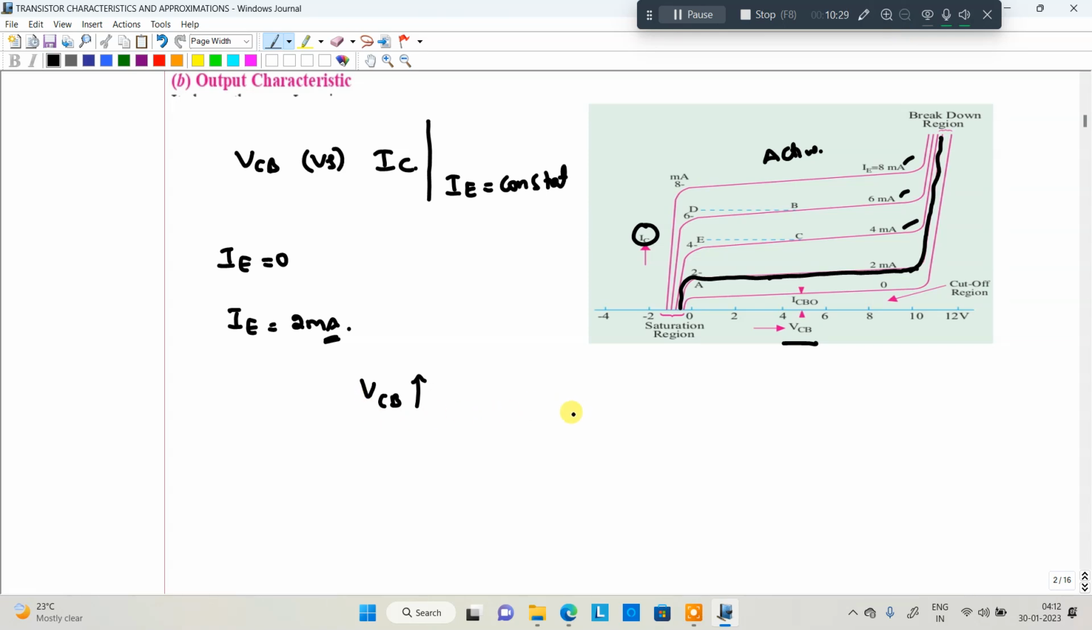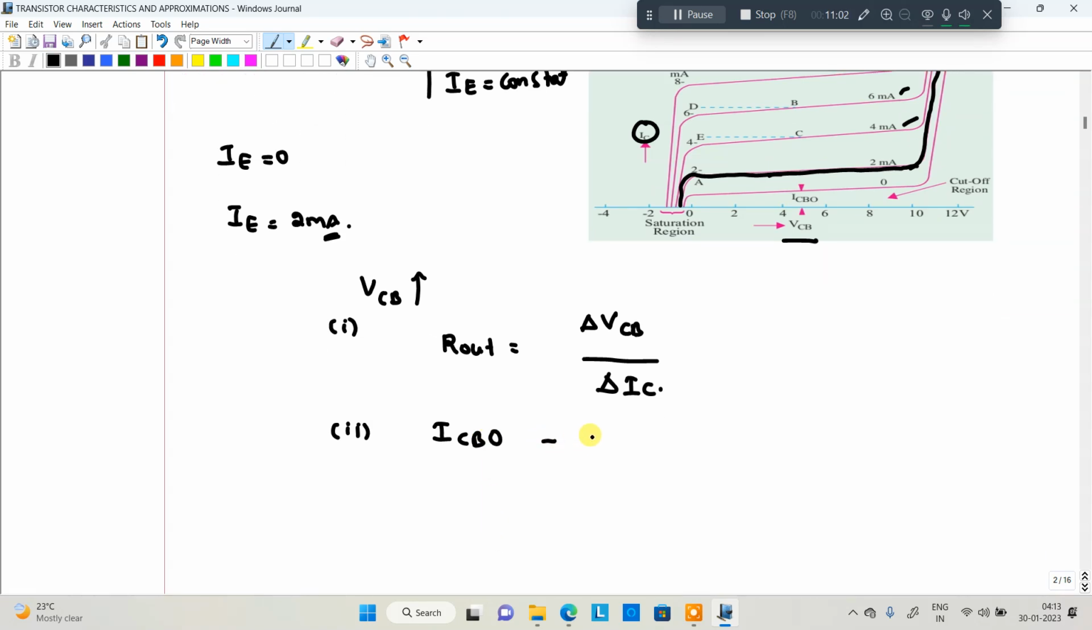After that, we are going to find the output resistance. Previously we found the input resistance. Now the output resistance is the change in voltage VCB divided by the change in current. Then we will get the output resistance. It is actually 1 by the slope. We can also identify one more important point from this output characteristics: the leakage current. ICB is the leakage current. You can also do that.